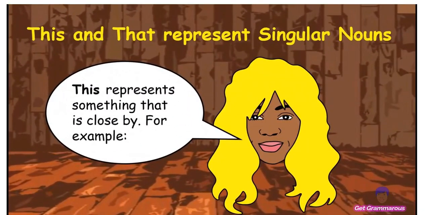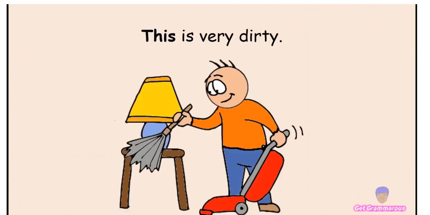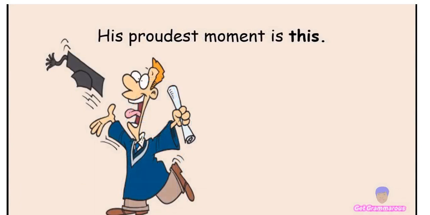This and that represent singular nouns. This represents something that is close by. For example, this is very dirty. His proudest moment is this.